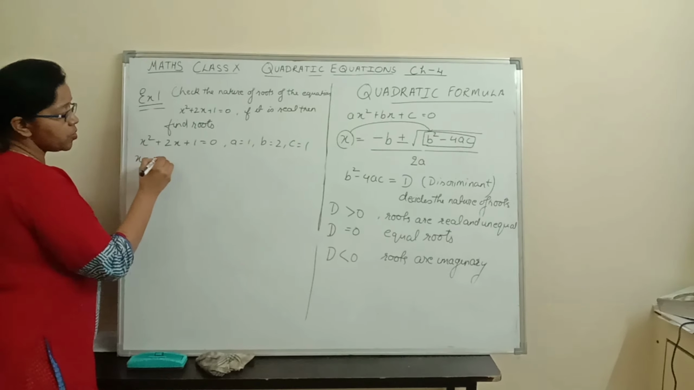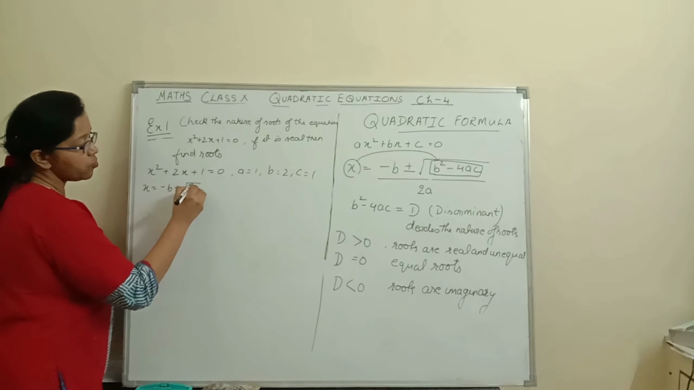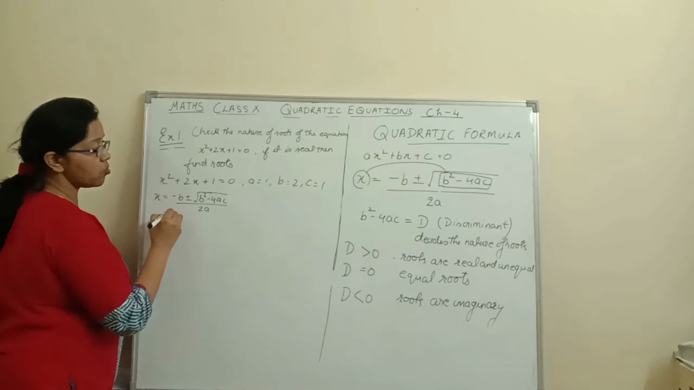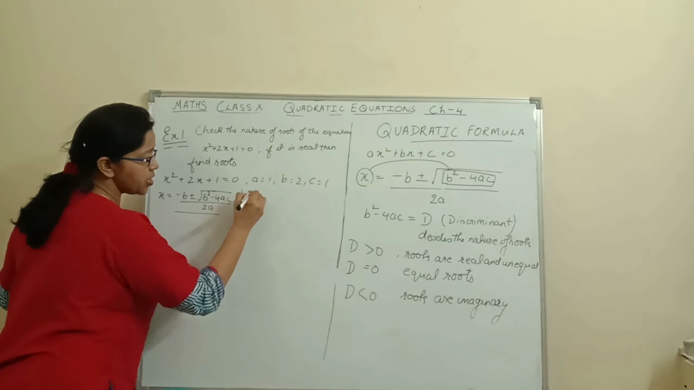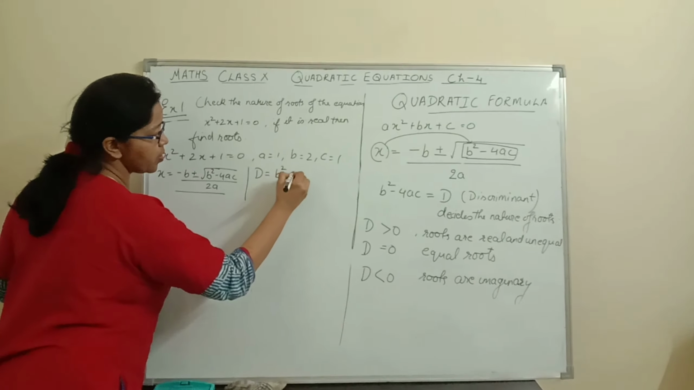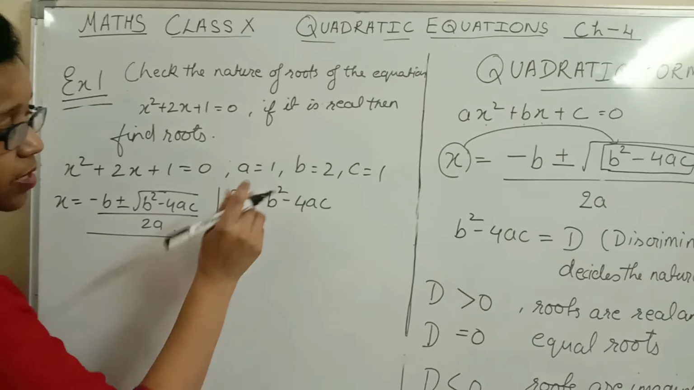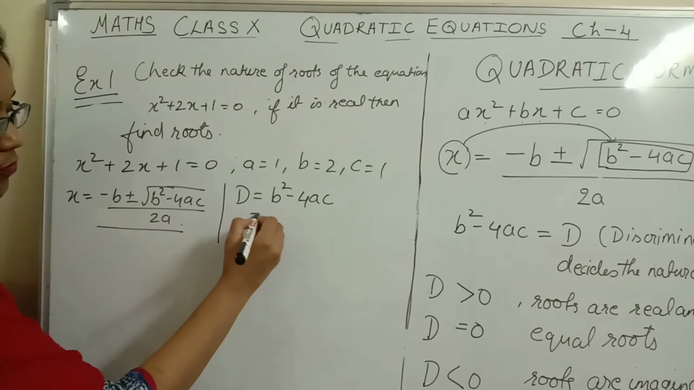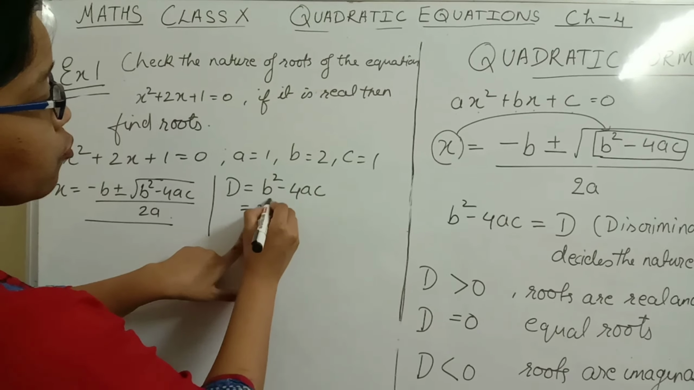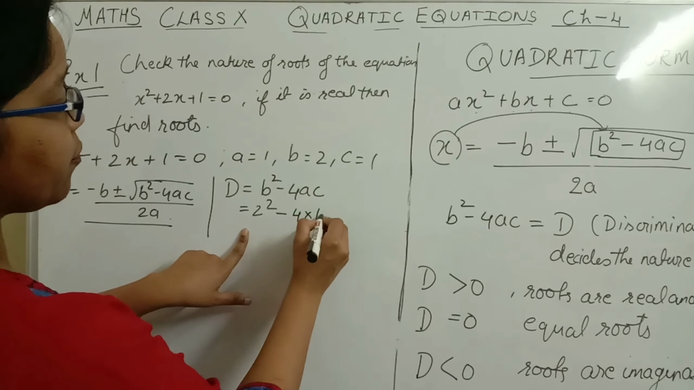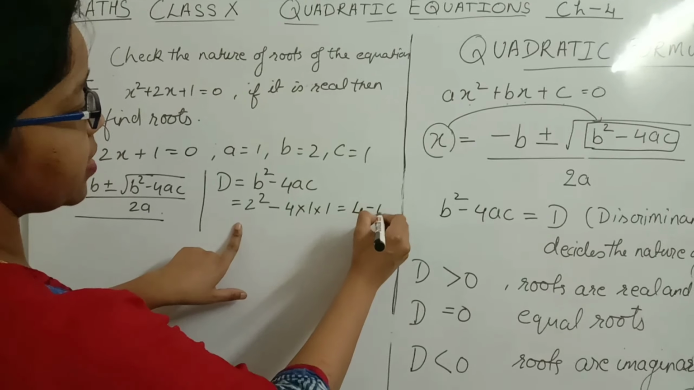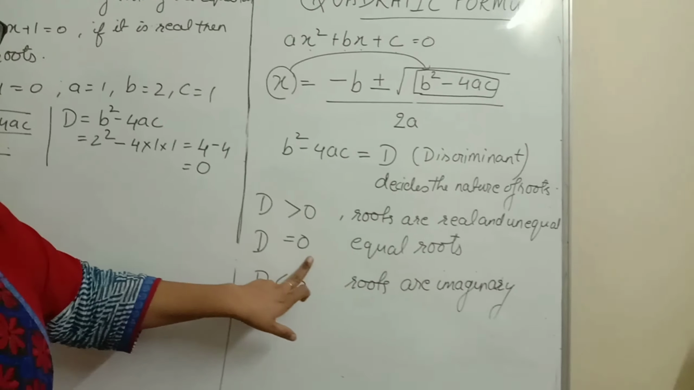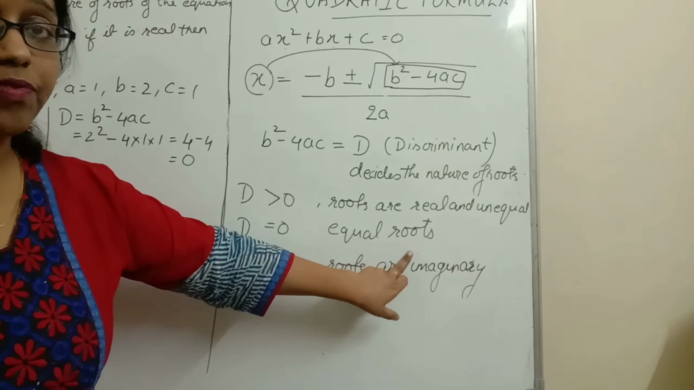So x is equal to minus b plus minus under root b square minus 4ac whole upon 2a is the quadratic formula. Okay, so here the value of d is what? b square minus 4ac. We will put the value of a, b, c over here to find the nature of the root. b is 2, so 2 square minus 4 into 1 into 1. So 4 minus 4 is equal to 0. We had studied that when d is equal to 0, it means we will have equal roots.